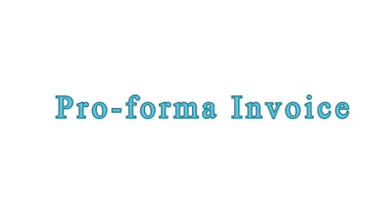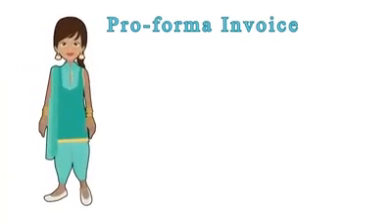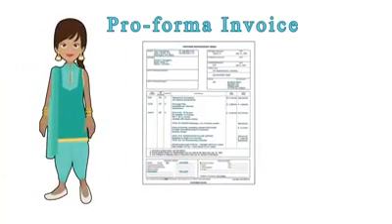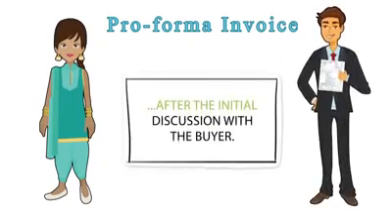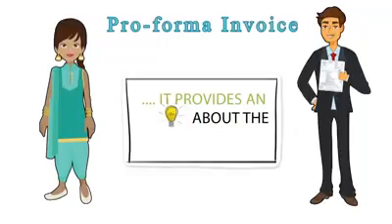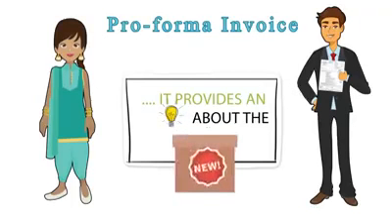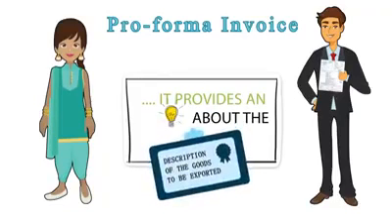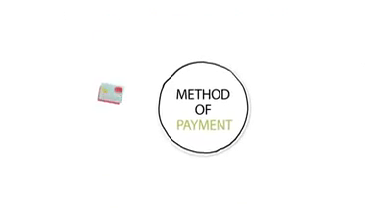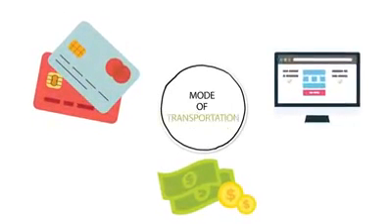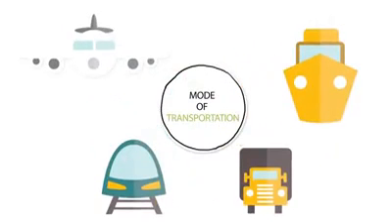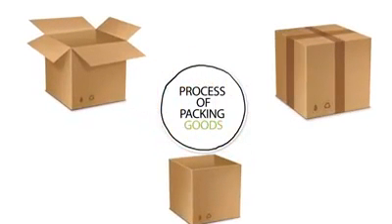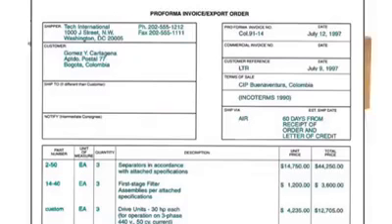Pro forma invoice. NICU needs to send a pro forma invoice to the buyer after the initial discussion with the buyer. It provides an idea about the prices, quality, quantity, and description of the goods to be exported. It also lays out the method of payment, mode of transportation, process of packing goods, packing material to be used, etc.